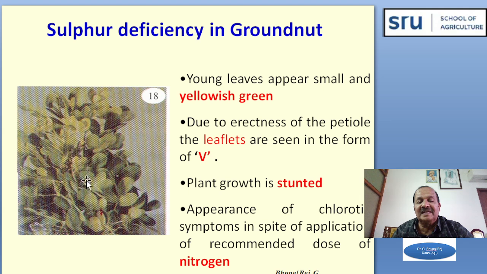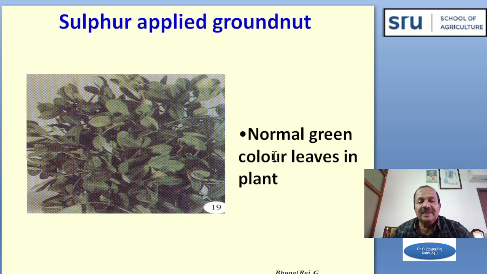So we have to demarcate whether we are seeing the symptoms in the younger leaves or in the older leaves. If these symptoms are seen on younger leaves, then you must know these deficiency symptoms are due to sulfur. So this is sulfur applied groundnut. When we apply sulfur to the groundnut crop, it looks like dark green leaves. We can clearly see here.